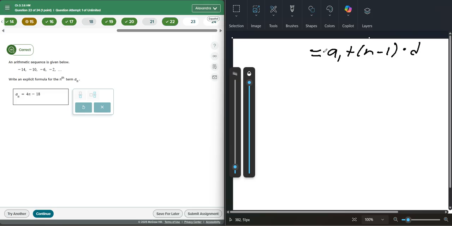Okay, we're going to add the a n. This is a n. So a n equals a1 plus n minus 1 times d. So just remember this formula right here.